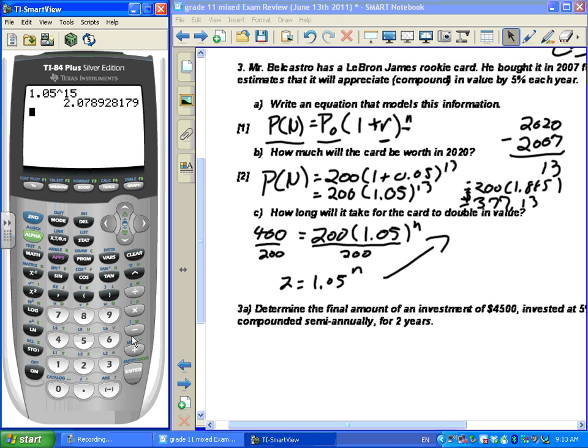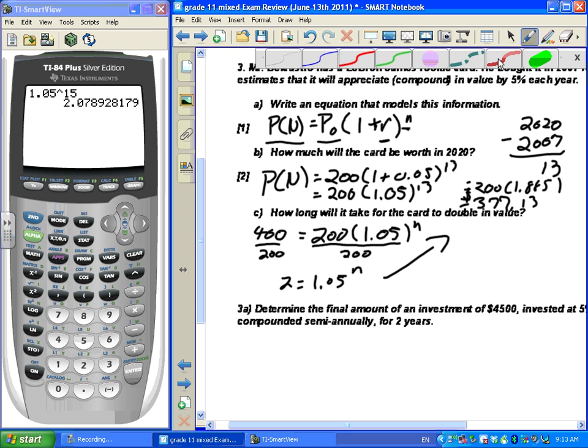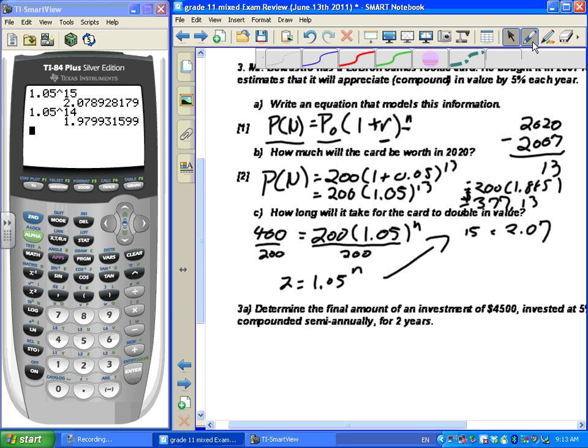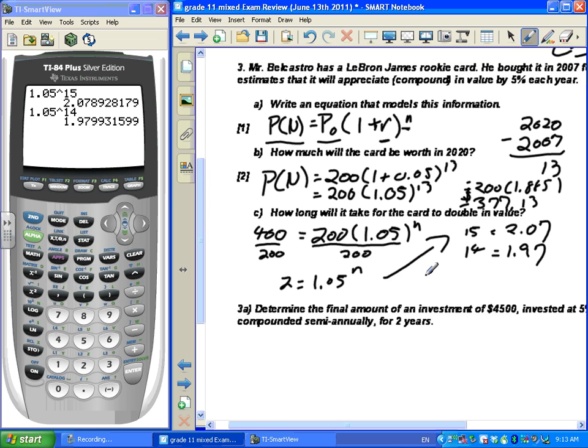We'll try 15. Oh, 15 is already too high. With N is 15, it is equal to 2.07, so let's try 14. 14, 1.97. So after 14 years, so between 14 and 15 years, the card will double in value.